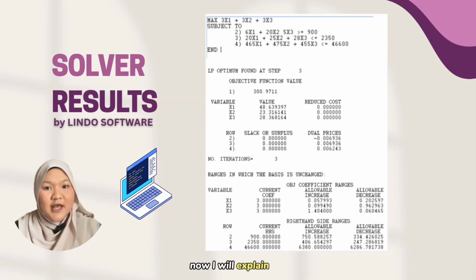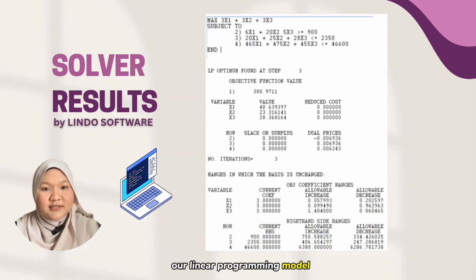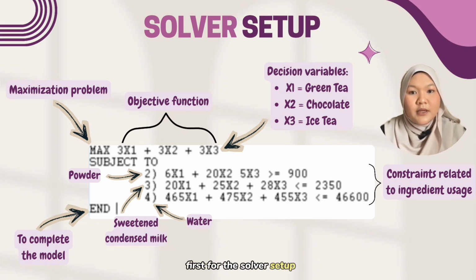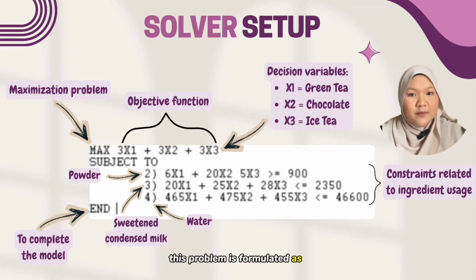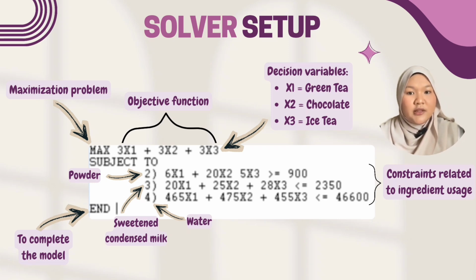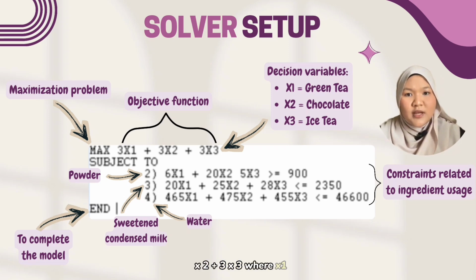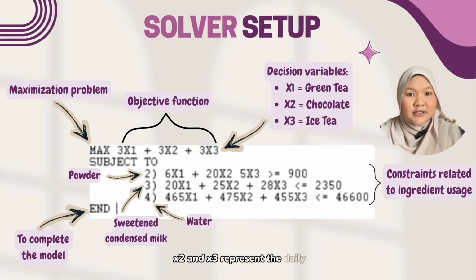Now, I will explain how our linear programming model is set up in the Lindo software. First, for the solver setup, this problem is formulated as a maximization problem. Therefore, the keyword max is used in Lindo. The objective function entered is z equals 3x1 plus 3x2 plus 3x3, where x1, x2, and x3 represent the daily servings of green tea, chocolate, and iced tea respectively.